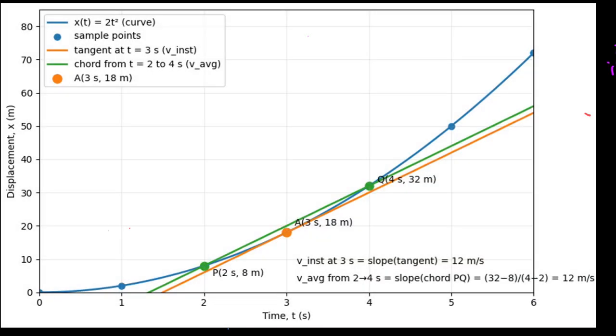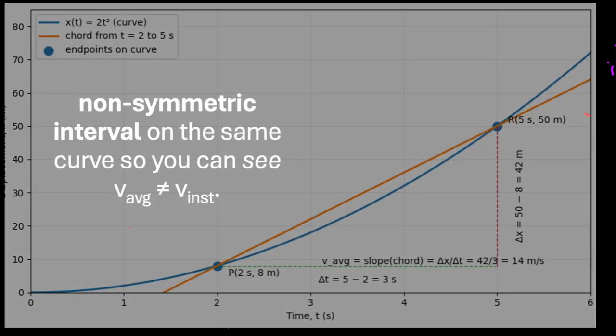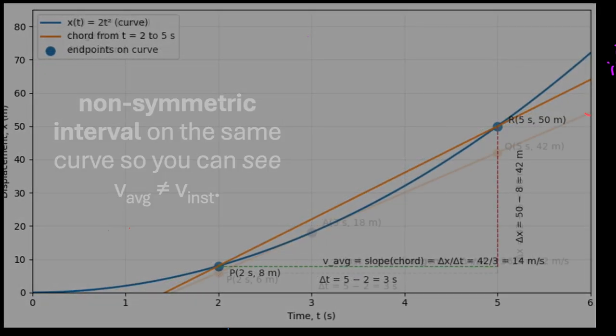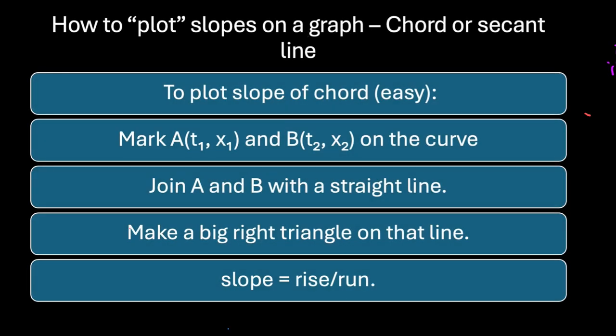But definitely, I would recommend that you pause the solution here and make a note of all these things. Okay. And also understand what is the meaning of this non-symmetric interval and velocity average not being equal to velocity instantaneous, because we will discuss this in detail when we come to the next set.